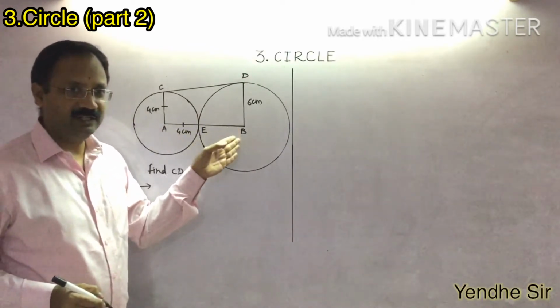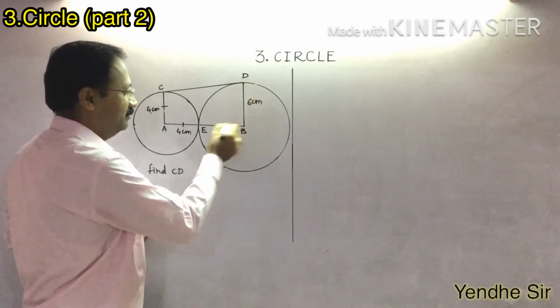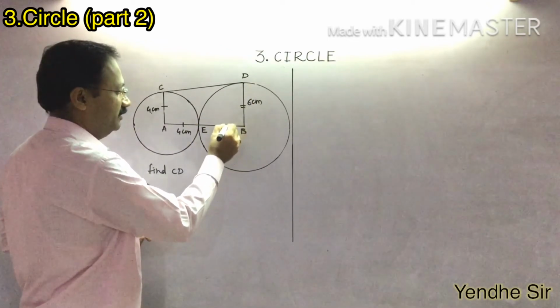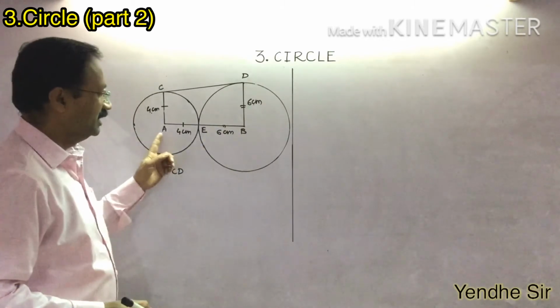So what about this circle? Are there radii of same circle? Yes. BD and BE are the radii of same circle. So it is 6 cm. So it will be 6 cm. So I will get the AB.